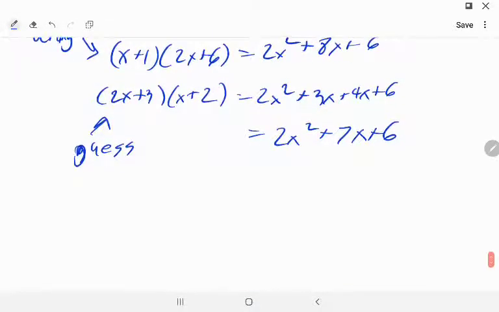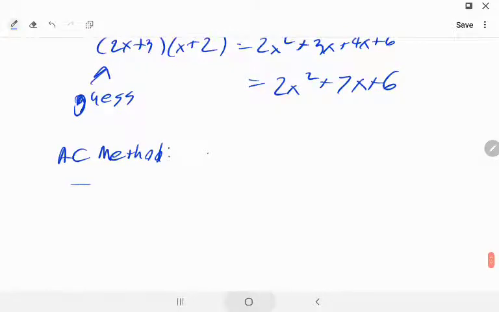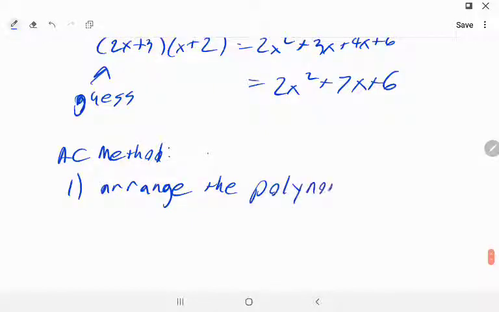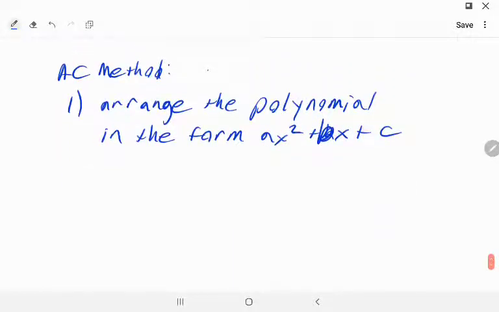The AC method tells us that we can do the following. Step 1 is to arrange the polynomial in the form ax squared plus bx plus c. If it's not in that format, we're not going to use the AC method.